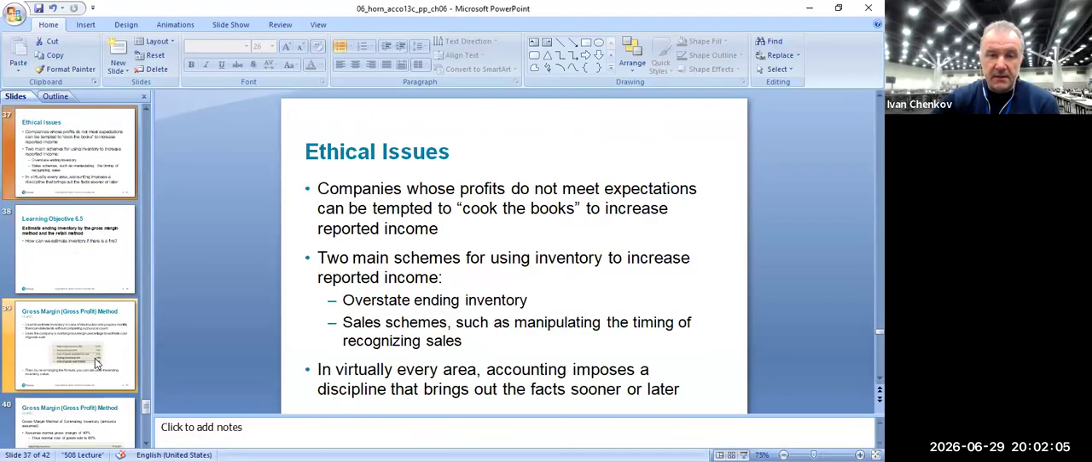The last thing, or one before last, is the ethical issue. Accountants usually tend to overstate the inventory if they try to increase the income. What that means is if I put more on the balance sheet, that means I'm lowering my expenses. Which expenses? Cost of goods sold. If I lower cost of goods sold, my gross margin goes up. If the gross margin goes up, my net operating income goes up.